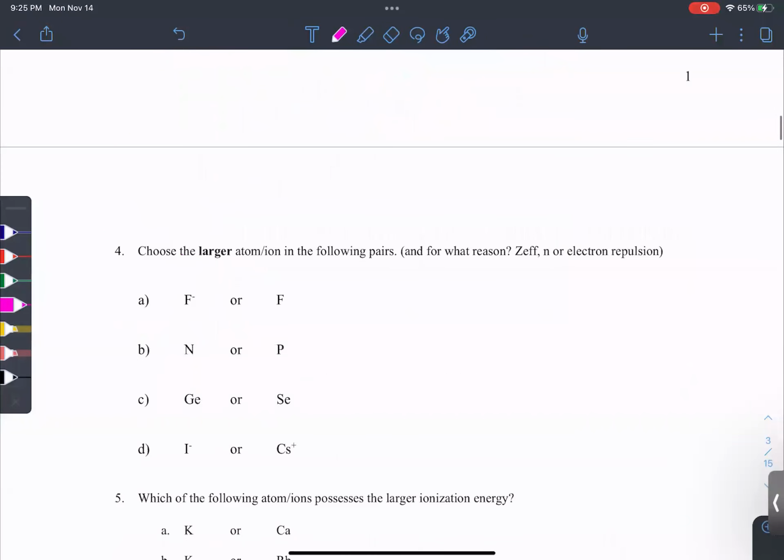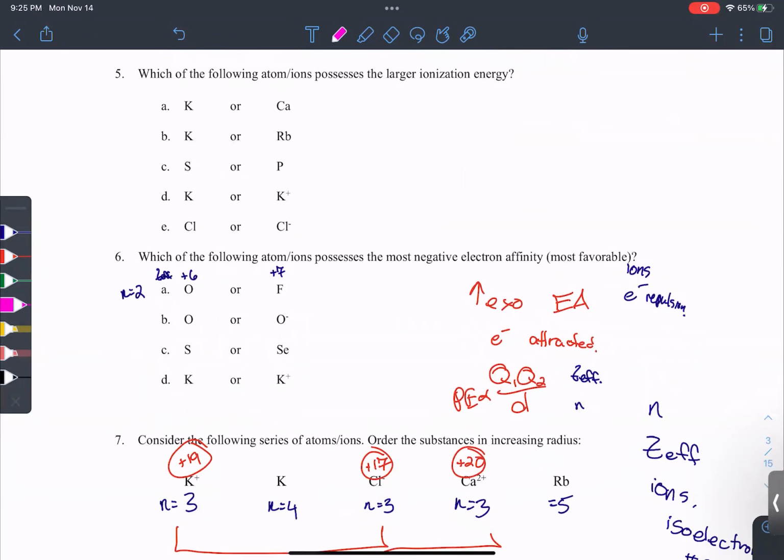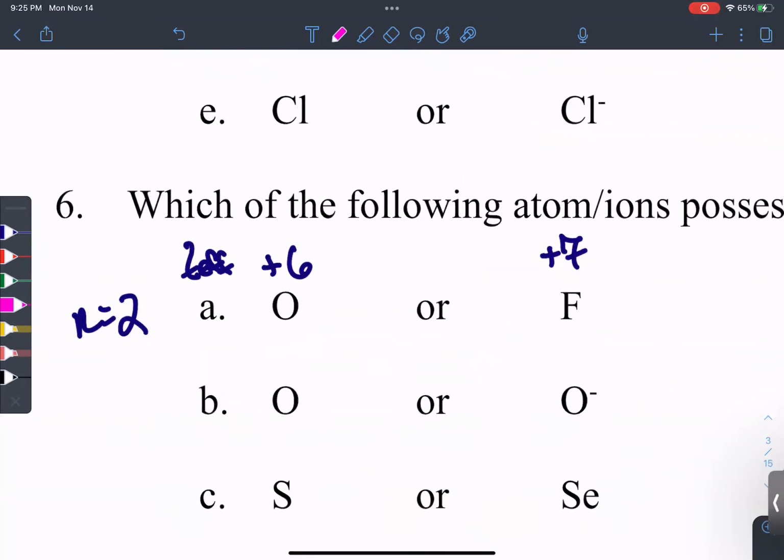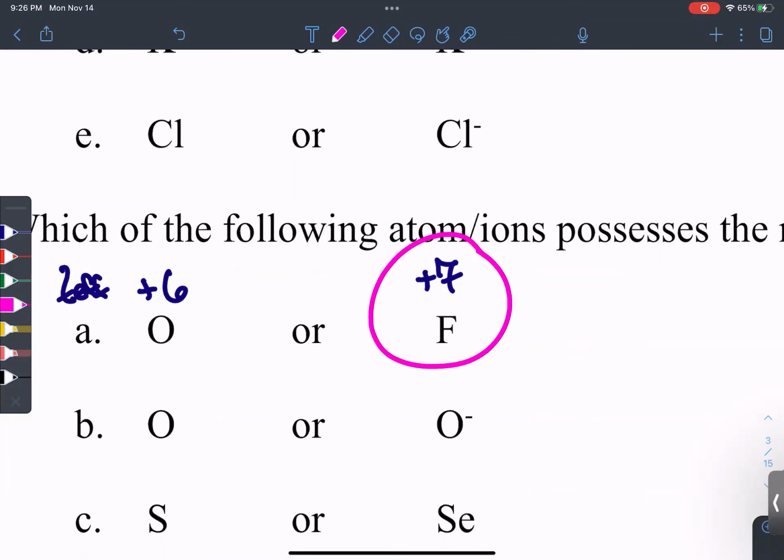All right. So let's finally go back to 6. Which of these is most favorable? If you're an electron, you're negatively charged, are you going to be more attracted to a +6 or a +7? Plus what? 7, yes. So adding an electron to fluorine is going to be more favorable, all right? So this one is going to have the more negative electron affinity. We're thinking about energy we get back when we add that electron.